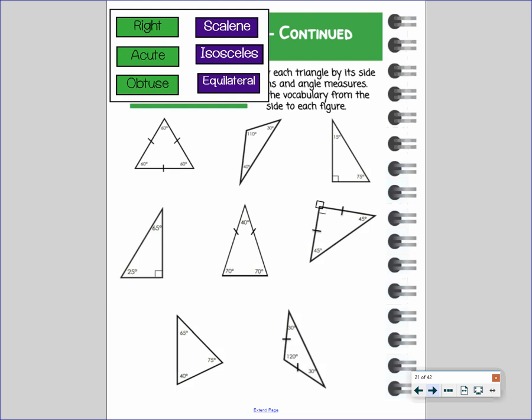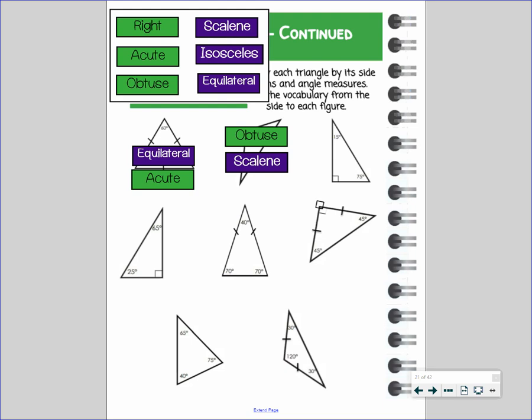My first triangle up here has 60, 60, and 60. All of those are acute, so this is an acute triangle. Then I have three congruent sides, so it has to be equilateral. You can say it's an acute equilateral or an equilateral acute triangle; the order doesn't really matter. The next one to the right has an obtuse angle, so it has to be an obtuse triangle. We do not have any sides marked as congruent, so we have to assume they are not, therefore it has to be scalene.